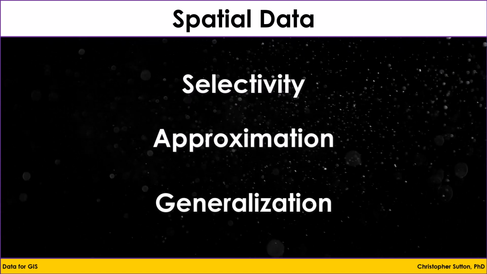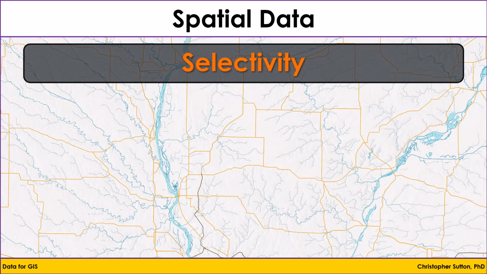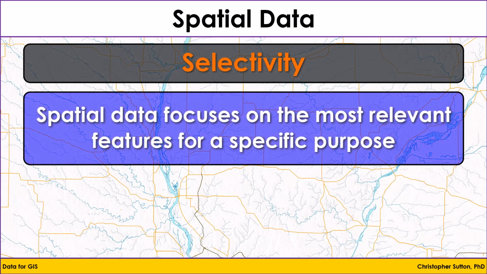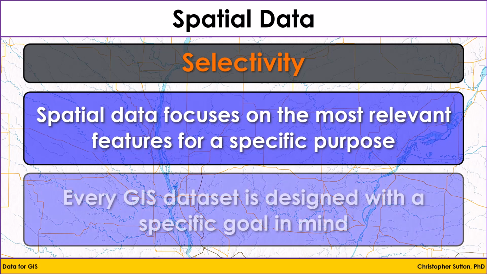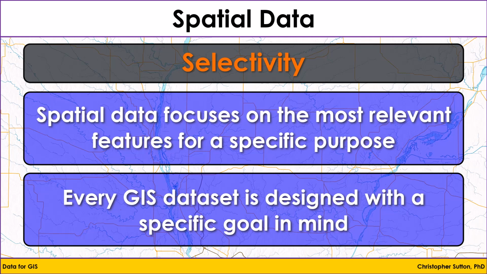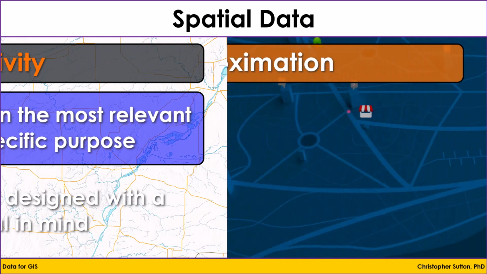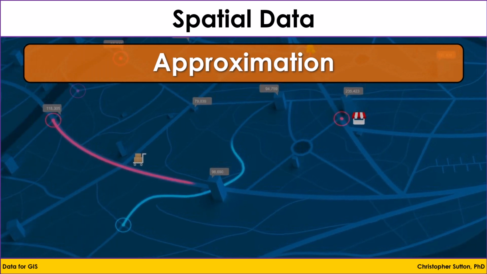Spatial data is selective because it does not capture everything. Instead, it focuses on the most relevant features for a specific purpose. For example, a transportation map might highlight highways and major roads but ignore small alleyways. Every GIS dataset is designed with a specific goal in mind, meaning some details are deliberately excluded to keep data manageable and useful. Spatial data is also approximate.